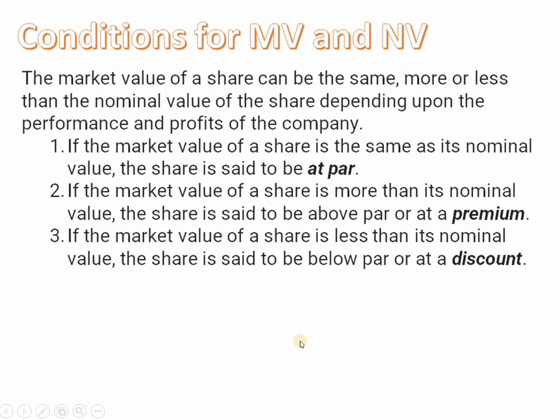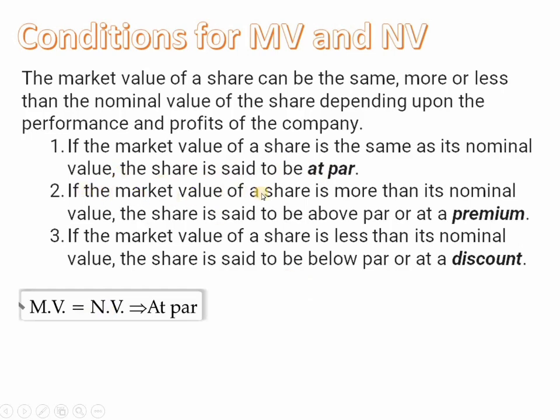Now we will understand the conditions for MV and NV. As I told you, MV stands for market value and NV stands for nominal value. Market value is not fixed, it keeps changing, whereas NV, that is the nominal value, is fixed by the company or the industry. The market value of a share can be more or less than the nominal value of the share, depending upon the performance and the profit of the company. If the market value and nominal value are the same, then the share is said to be at par.